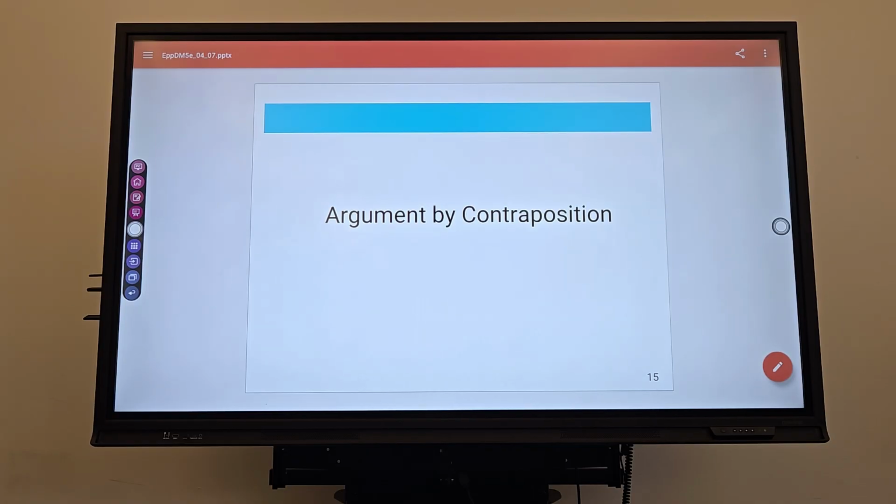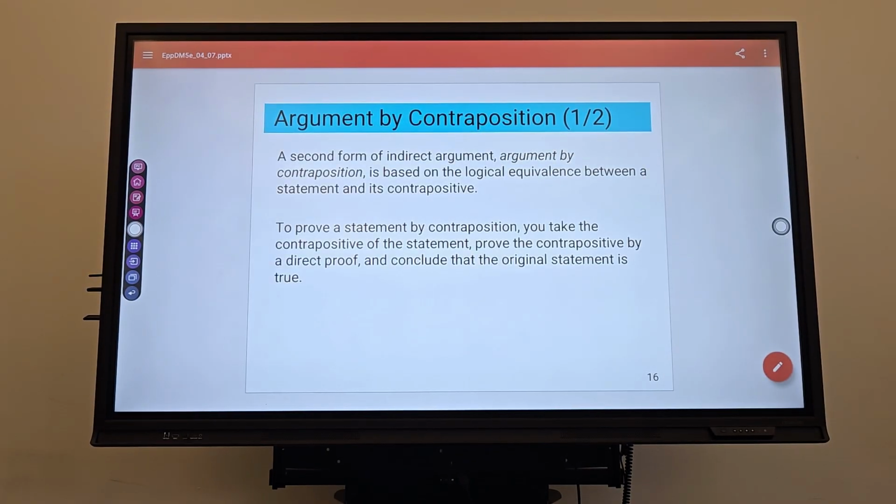Argument by contraposition. A second form of indirect argument, by contraposition, is based on the logical equivalence between a statement and its contrapositive. To prove a statement by contraposition, you take the contrapositive of the statement and prove the contrapositive by direct proof, and conclude that the original statement is true.